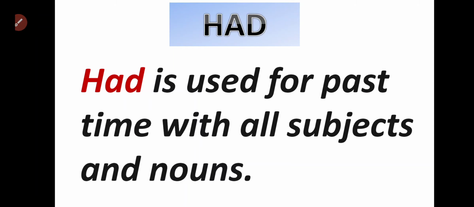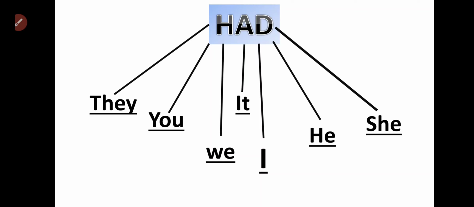Next we have had. Had is used for past time with all subjects and nouns. It's very simple. We always use had in past time. And you always use had with all subjects. Might be I, you, we, they, he, she, it or singular or plural subject. But in past time.